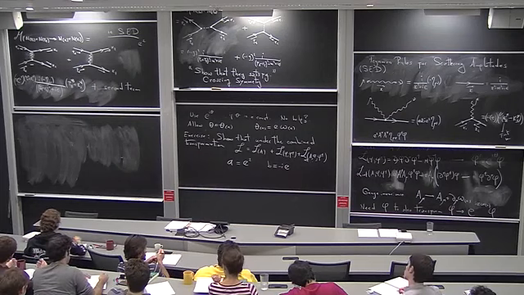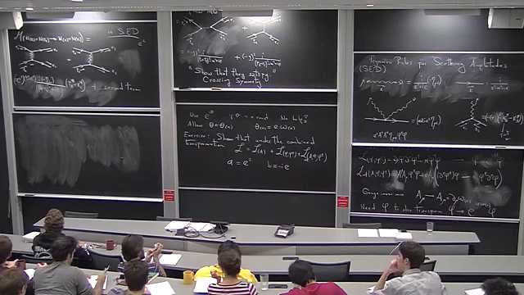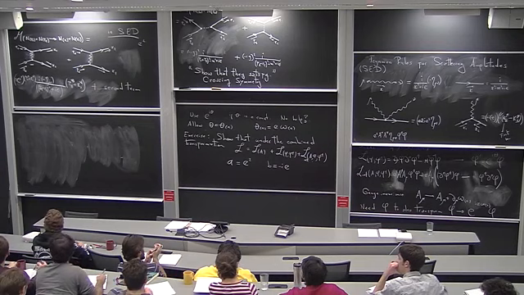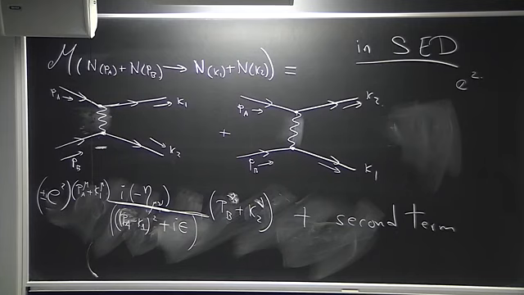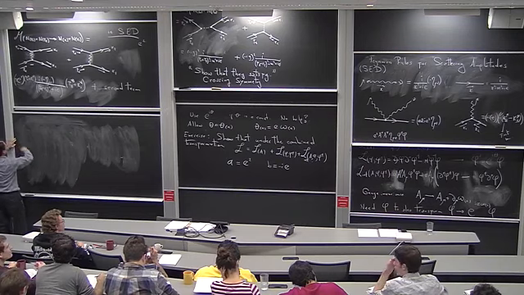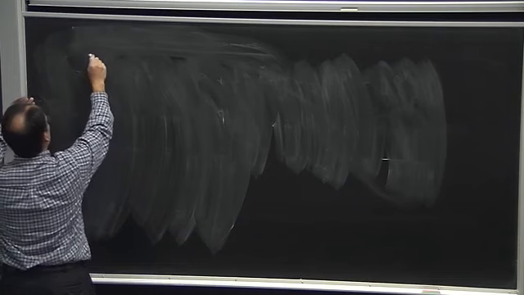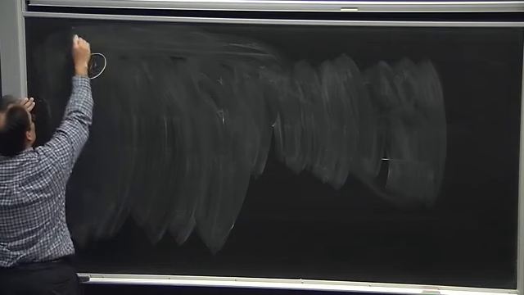Okay? So what happens when we have an external state, which is a photon? So far, we don't have technology to actually deal with that situation. So what are we going to do? Well, let's go back to our thought experiment where we have something we know.